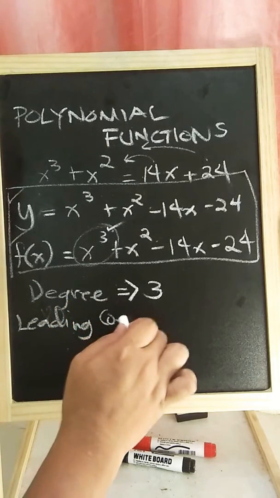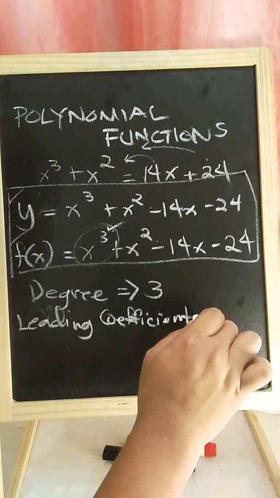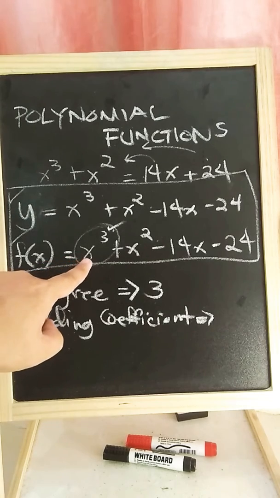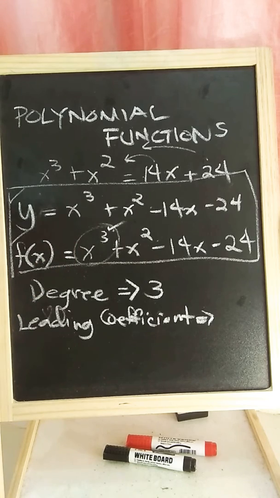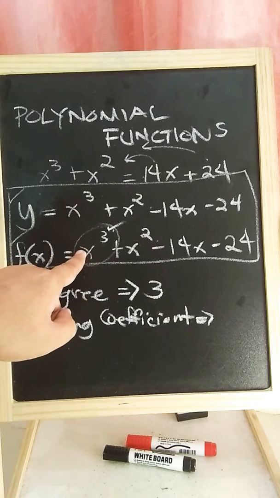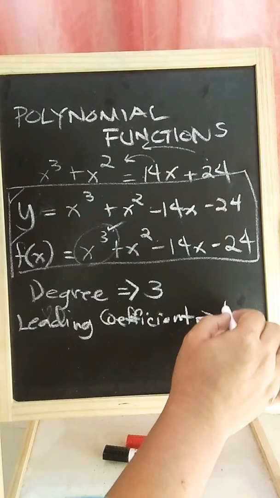And then, we have what we call the leading coefficient. Okay. Ano naman tong leading coefficient na to? When we talk of leading coefficient, ito yung number na nakasulat dito sa x. Now, pag wala nakasulat na number dun sa x, obviously, ang number na nakasulat dyan ay 1. So, yun yung leading coefficient mo ngayon.